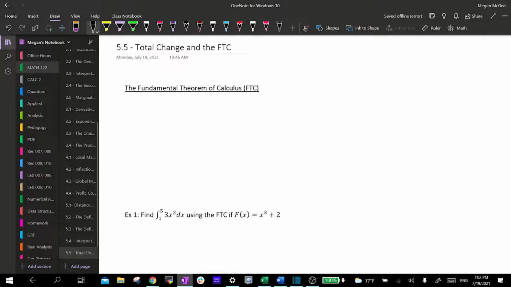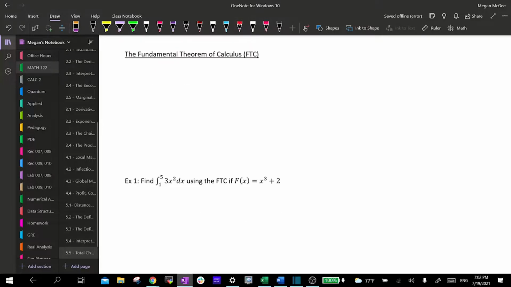Alright, so let's get to it. The fundamental theorem of calculus. With a name like that, you might think it's probably pretty important to our calculus class. So let's get to it.